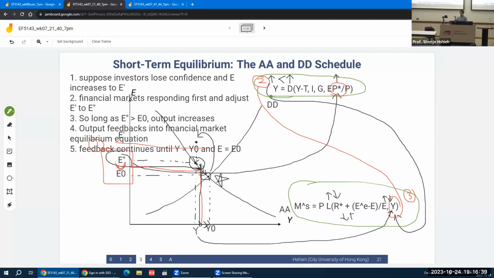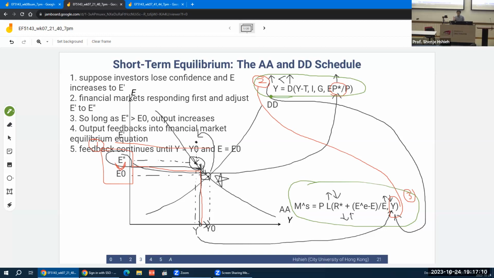And so when you choose an E and Y that are both on the AA schedule and the DD schedule, then we have market clearing everywhere, right? And that's going to be our stable equilibrium, okay? In other words, nobody has incentive to make more goods and services or cut certain goods and services. Nobody wants to conduct carry trade, and supply of credit equals demand for credit, and so forth.